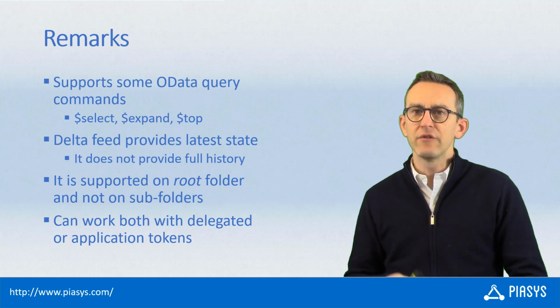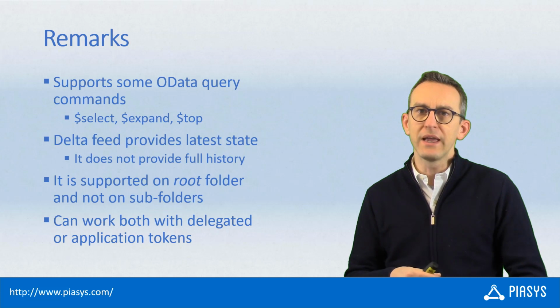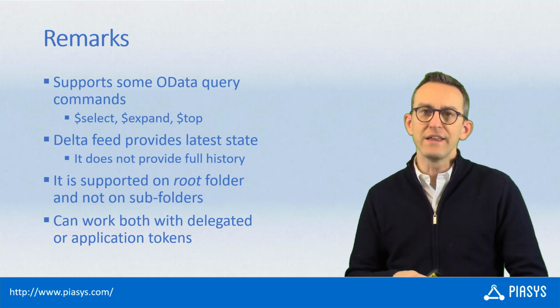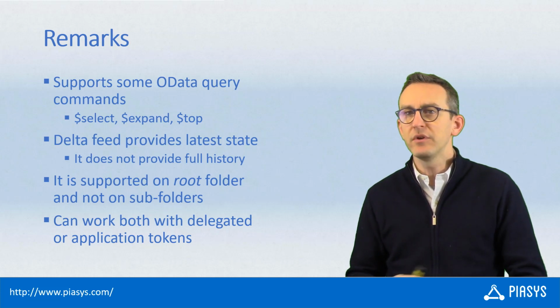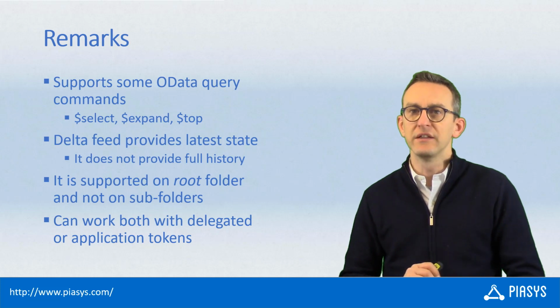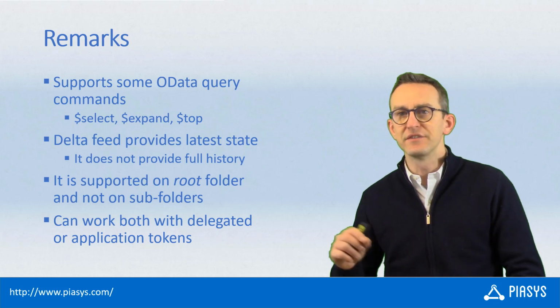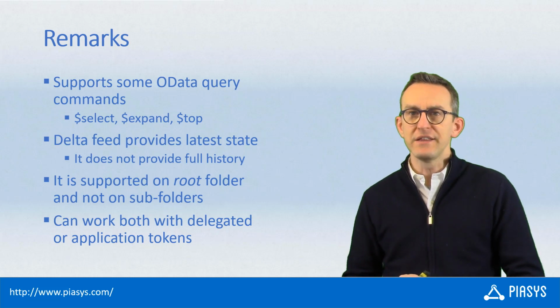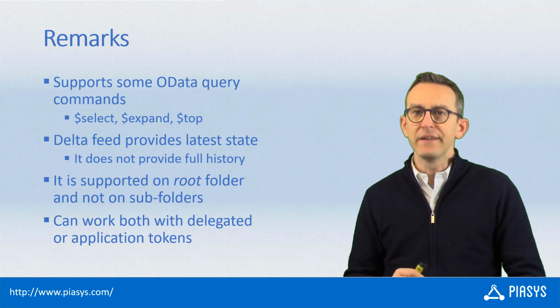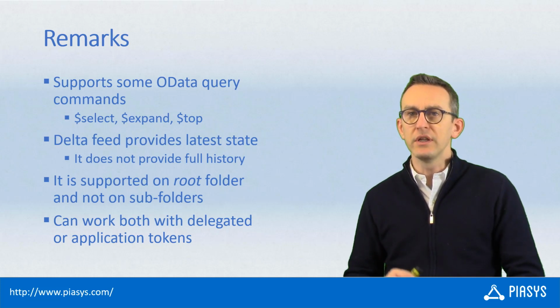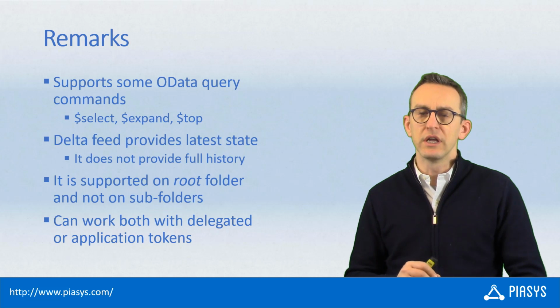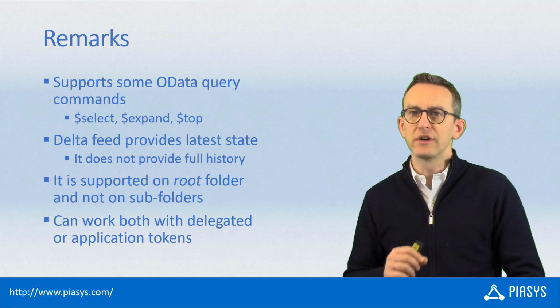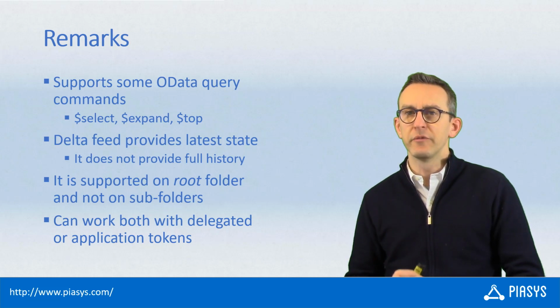Moreover, whenever you use the delta functionality, you will always get back the latest state of an item. So if an item changed multiple times since the last time you collected the changes, you will just get the latest changes and you will not get the full history for that item. Moreover, keep in mind that you can use the delta functionality targeting the root endpoint of a SharePoint or a OneDrive folder only, and you cannot use it on subfolders.